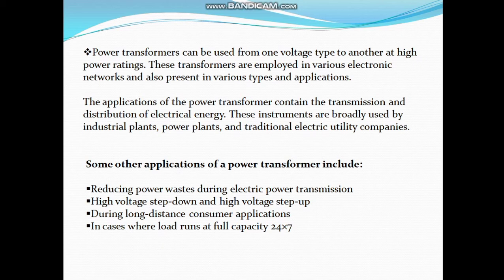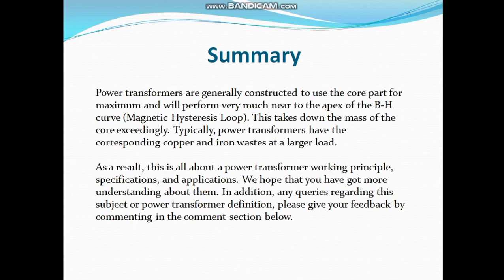Some other applications of a power transformer include reducing power waste during electrical power transmission, high voltage step down and high voltage step up during long distance transmission, and consumer applications where loads run at full capacity 24/7.